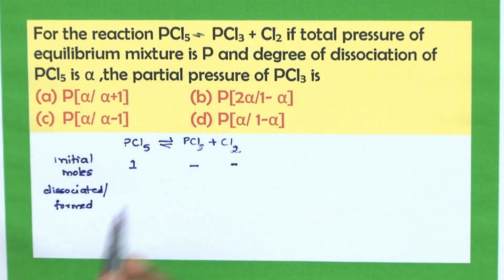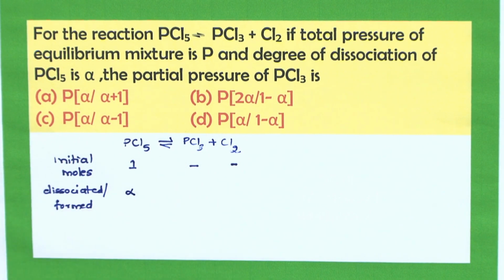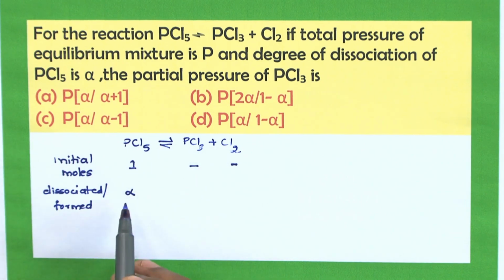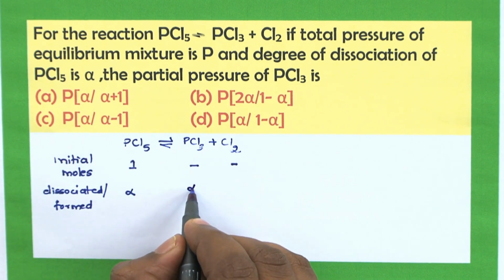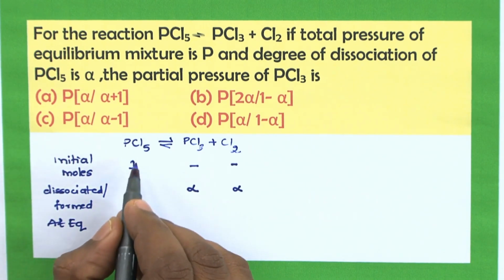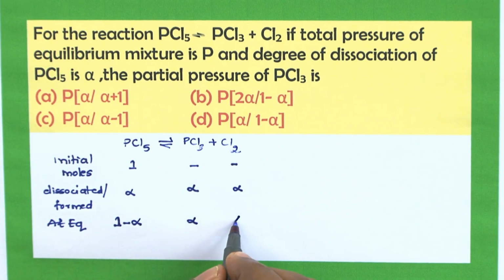Since alpha is the degree of dissociation and we have considered 1 mole, the amount of PCl5 dissociated will be alpha. If you look at the equation, if 1 mole of PCl5 breaks, you get 1 mole of PCl3 and 1 mole of Cl2. If alpha is the amount that has undergone dissociation, then amount of PCl3 and Cl2 formed will be alpha and alpha. Then at equilibrium, the remaining moles: we had started with 1 mole of PCl5 and alpha dissociated, so the amount of PCl5 at equilibrium is 1 minus alpha. PCl3 will be alpha and Cl2 will be alpha.